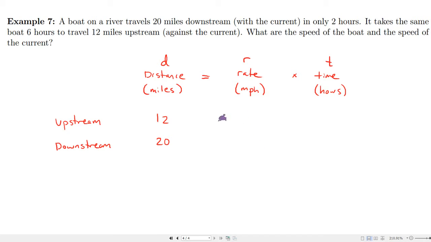Okay, so let's say let x be equal to the speed of the boat, let's just say in still water. So let's say that there's no current, supplying any additional speed or taking away the speed from the boat. So just the speed of the boat, plain and simple, and let y be the speed of the current.